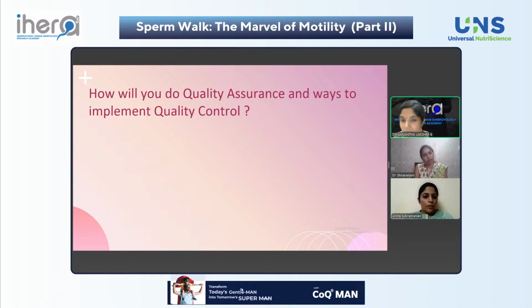So Amita, moving on to quality control. Do you do any quality assurance, or do you have any ways to implement QC with respect to sperm motility assessment in your labs? Do you do anything routinely with respect to just sperm motility?